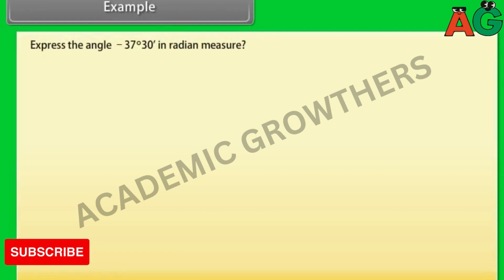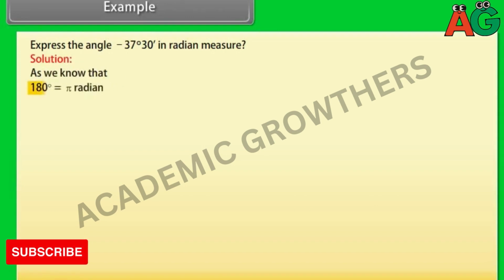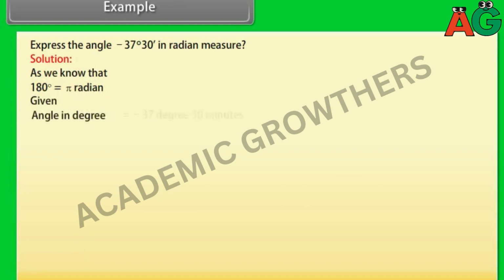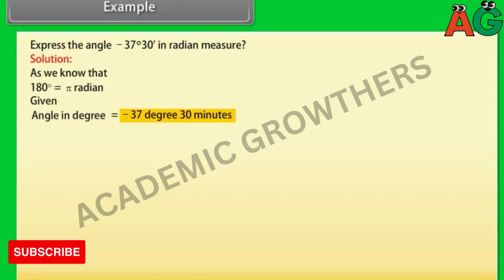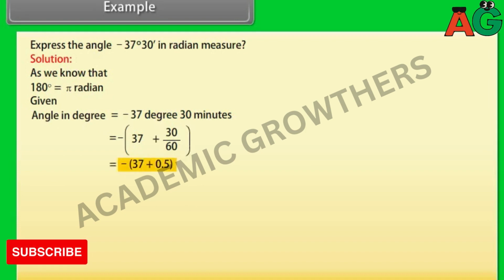Example. Express the angle minus 37 degree 30 minutes in radian measure. Solution. As we know that 180 degree is equal to pi radian. Given angle in degree is minus 37 degree 30 minutes, which is equal to minus of 37 plus 30/60, which is equal to minus of 37 plus 0.5, which is equal to minus 37.5.